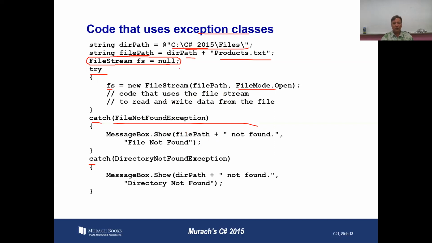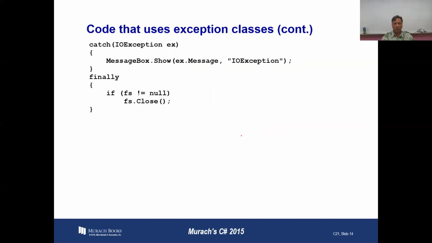Or it could be that there is no C# 2015 files directory, and this exception would be thrown. This says that the path, the directory itself, does not exist. And here's an I/O exception. I can't think of an example right now, but maybe it started reading and wasn't able to finish or something. That's an example of an I/O exception.